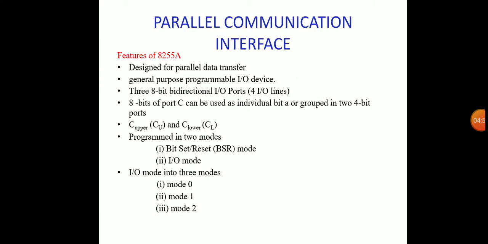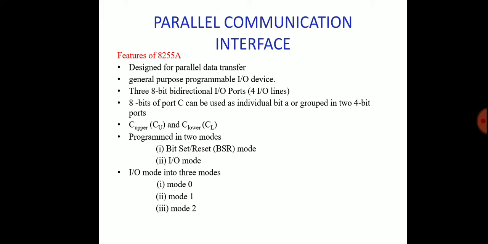Now, next one, parallel communication interfacing. The Intel 8255A programmable peripheral interface provides a good example of parallel communication interfacing. So now the features of 8255A. It is mainly designed for parallel data transfer functions. The 8255A is a widely used general purpose programmable input-output device, a co-processor of the 8086. It consists of three 8-bit bidirectional input-output ports, that is 24 input-output lines.